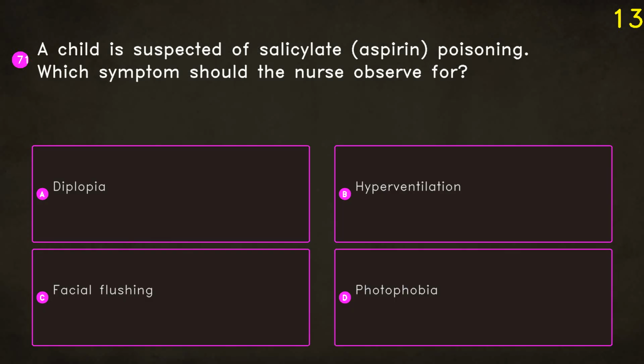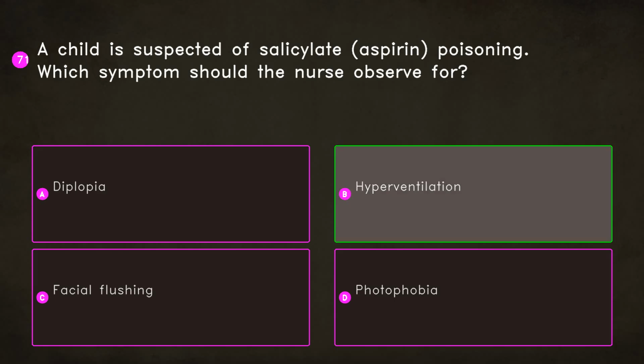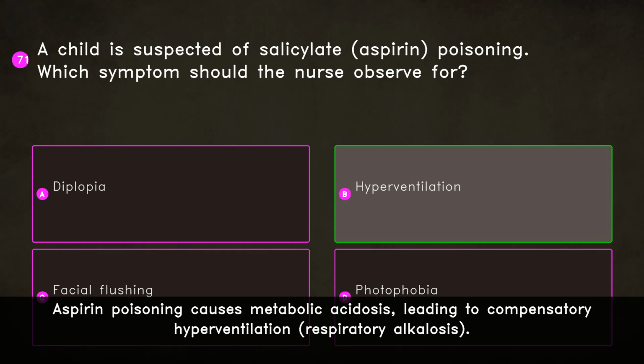Question 71. A child is suspected of salicylate, aspirin, poisoning. Which symptom should the nurse observe for? A. Diplopia. B. Hyperventilation. C. Facial flushing. D. Photophobia. The correct answer is hyperventilation. Aspirin poisoning causes metabolic acidosis, leading to compensatory hyperventilation, respiratory alkalosis.